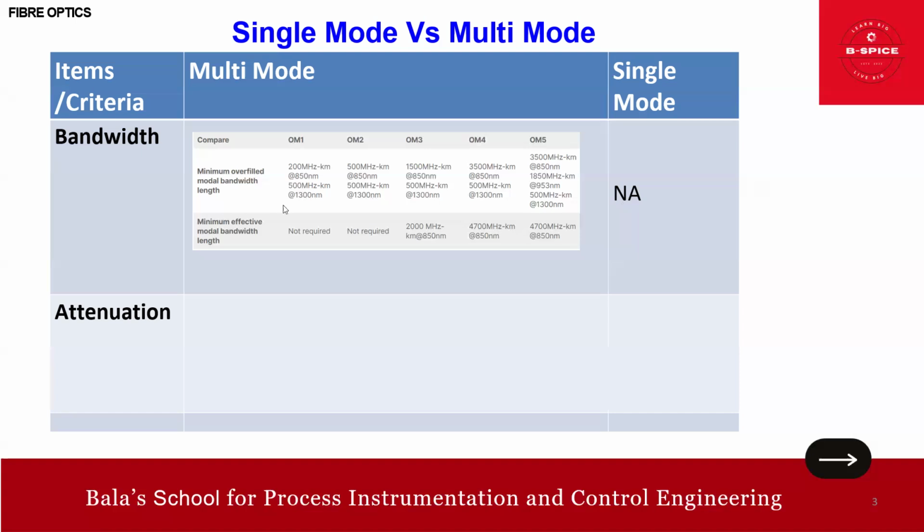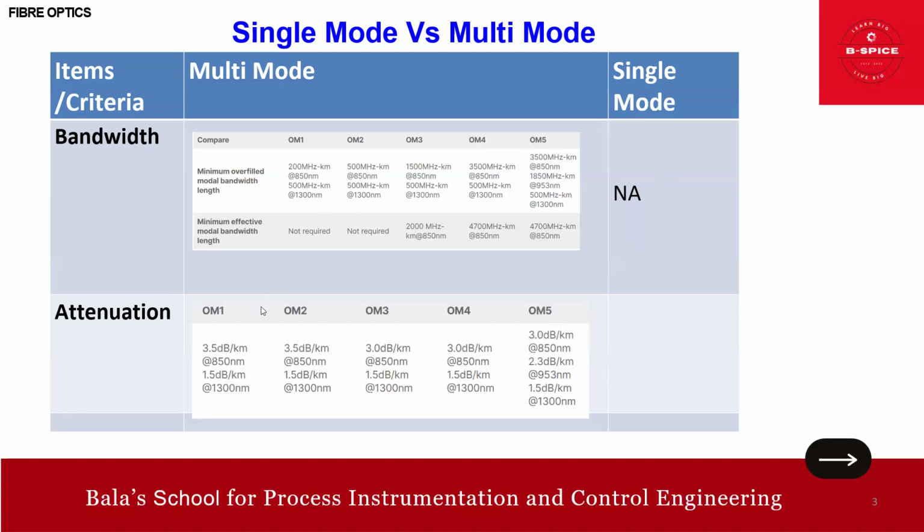However, when we talk about multi-mode, it can transmit in multiple optic modes, as I mentioned here. So the attenuation is high and the dispersion is also large. This is why bandwidth is limited. So who is the winner now? Single mode is the winner in terms of bandwidth.